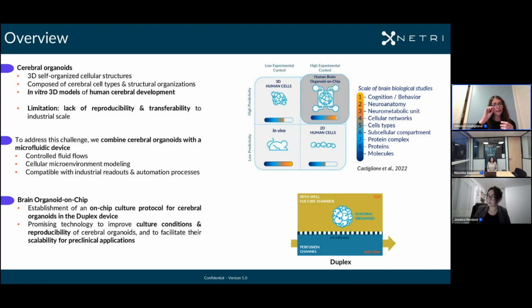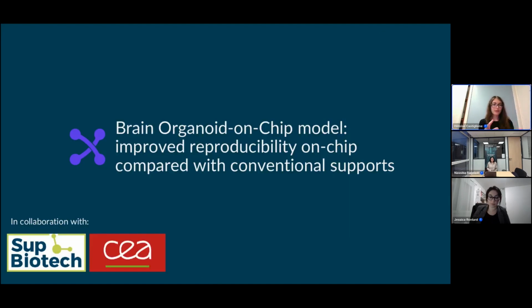So in the light of this, our objective is to combine cerebral organoid culture in a Netri's microfluidic device, and more specifically in the duplex device that was presented before, to develop a brain organoid-on-chip model to improve the culture conditions and the reproducibility of cerebral organoids, with a perspective of facilitating their industrial transfer for preclinical applications. So first, we will start with a presentation of this brain organoid-on-chip model, the optimization of the on-chip culture conditions, and results demonstrating an improved reproducibility on-chip compared with conventional culture supports.